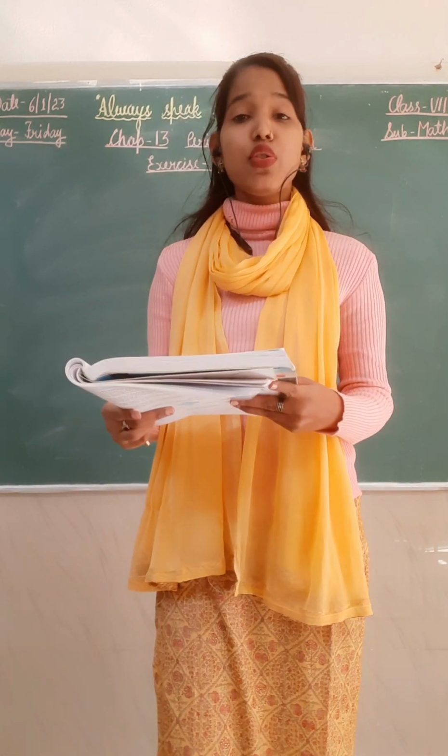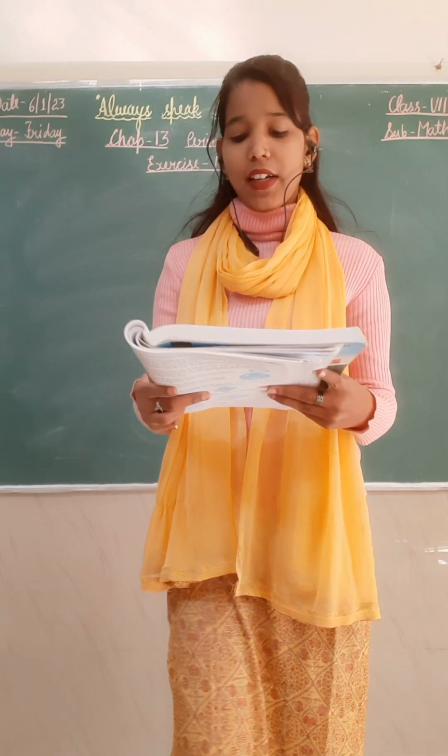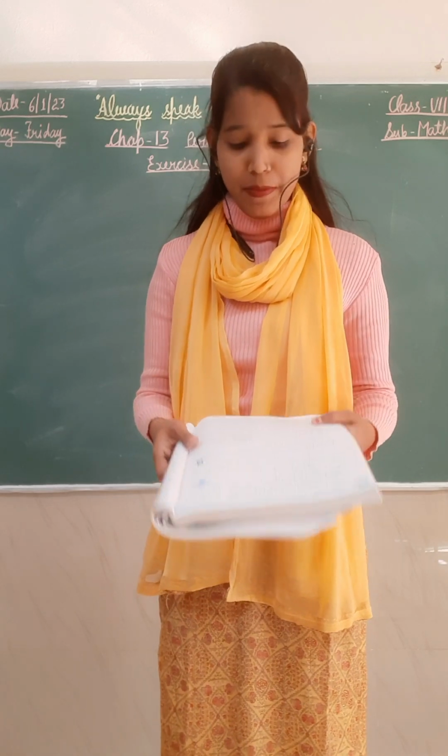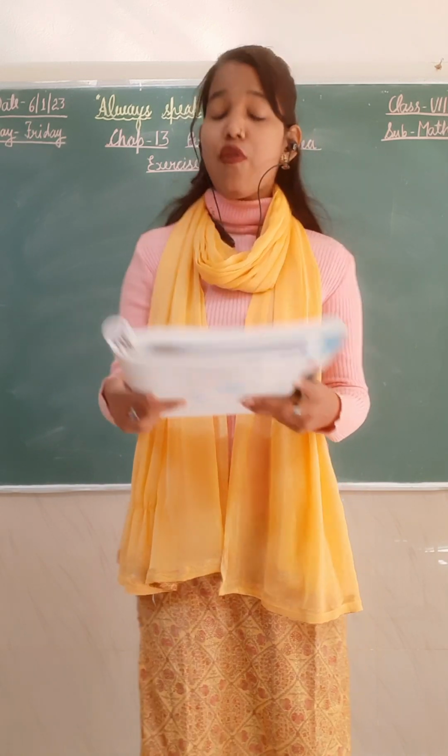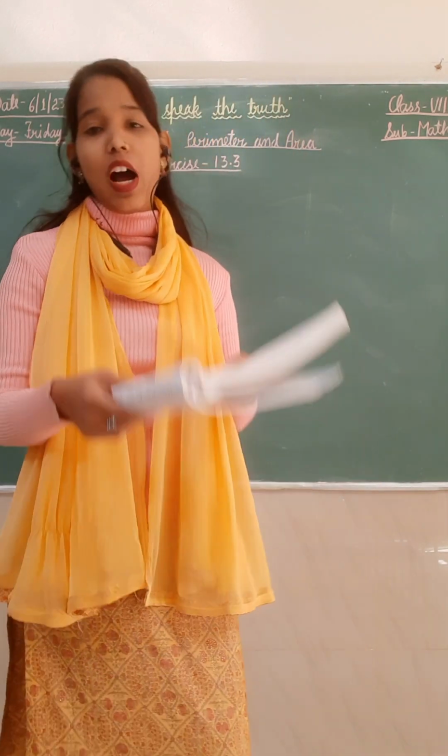So question number 5 is, a gardener wants to fence a circular garden of diameter 21 meter. Find the length of the rope he needs to purchase if he makes 2 rounds of fence. Also find the cost of the rope if it costs 4 rupees per meter. So how to find it?